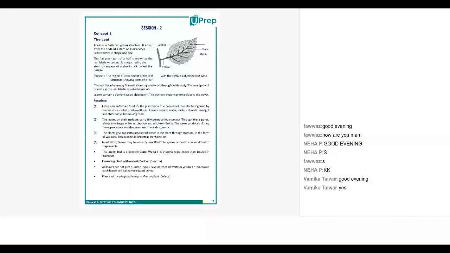Okay, fine. Thank you. So basically, leaf, as we know, it is a very flat structure, right? That is what we normally call a lamina or a leaf blade. For example, if I have to refer to this leaf, I'm drawing the outline once more for all of you to understand. This structure is called the lamina.